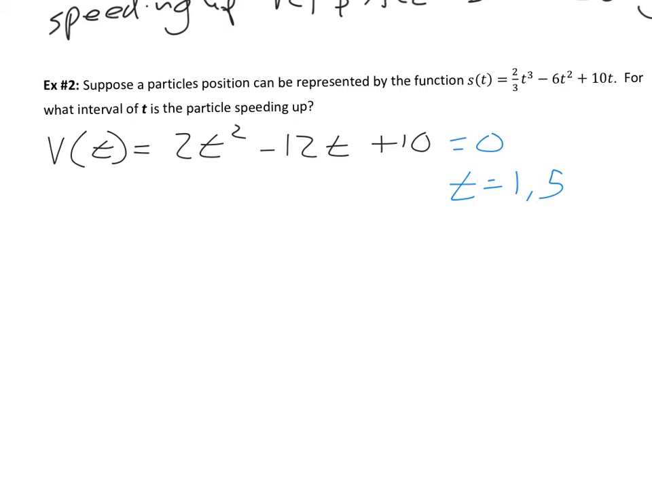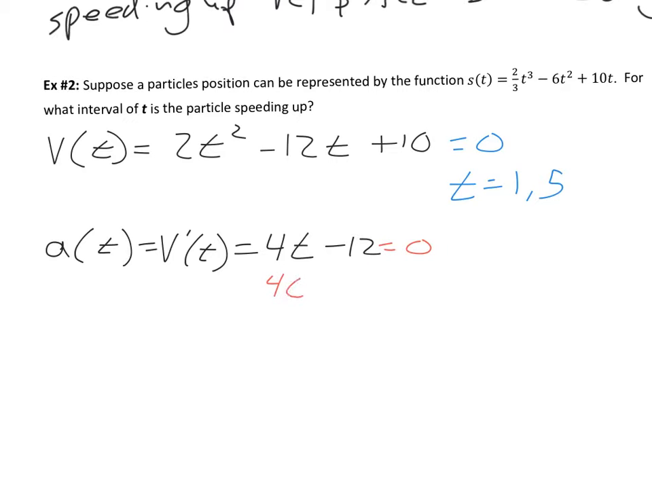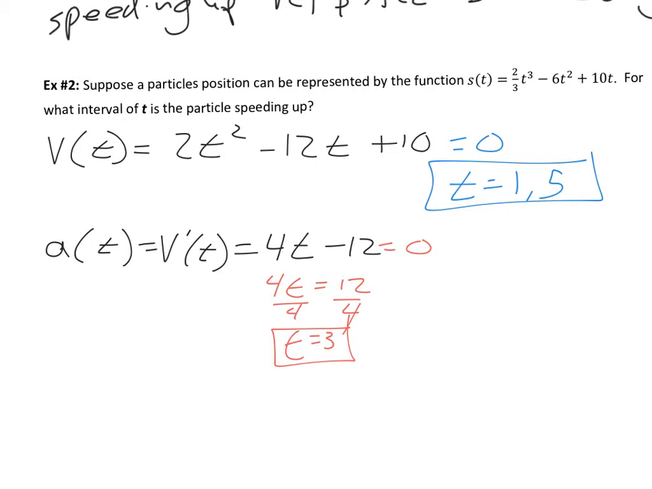Well, now I want us to also find the acceleration. And remember, the acceleration is simply the derivative of velocity. So if we take the derivative again, we get 4t minus 12. Now when I set this equal to 0, I get 4t equals 12, and dividing by 4, I get t equals 3, which is another critical point. So I have 3 critical points here.